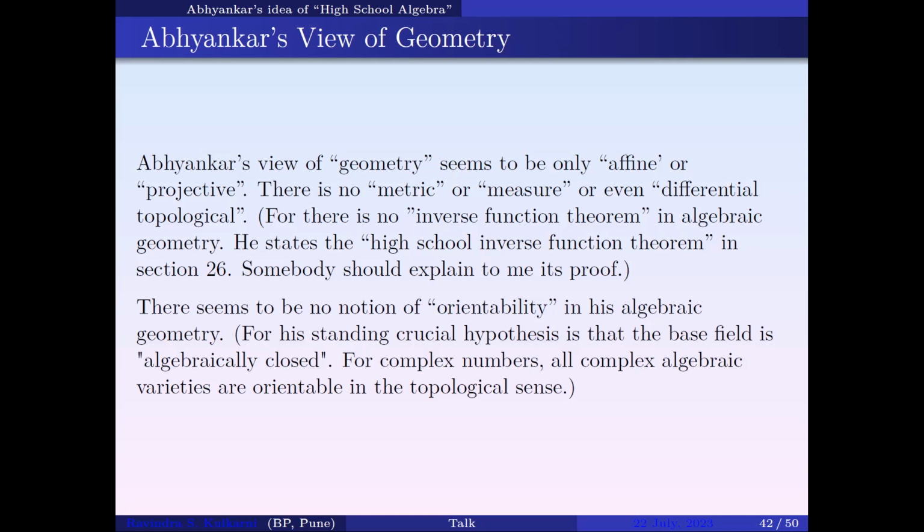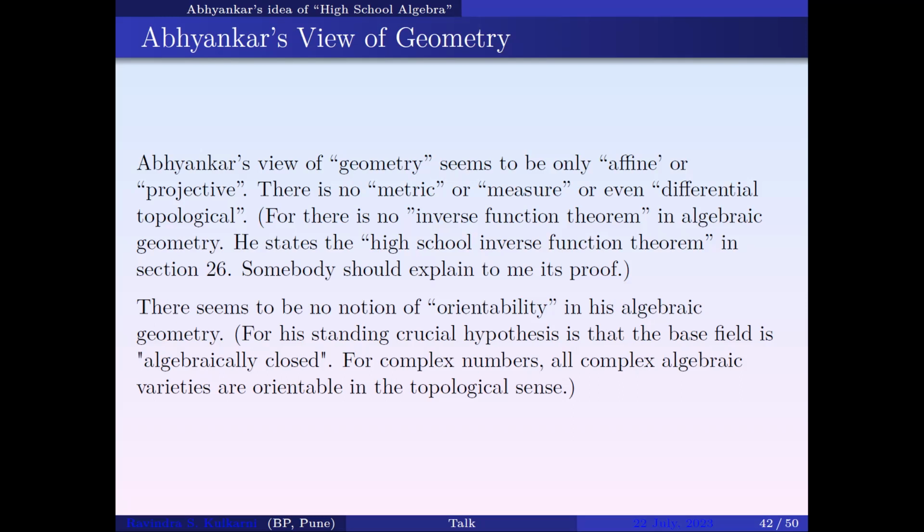There is no notion of orientability in his algebraic geometry. His standing crucial hypothesis is that the field is algebraically closed. And for complex numbers, it is algebraically closed. And everything is naturally oriented. So every complex projective algebraic variety or affine algebraic variety is orientable. So non-orientable manifolds don't exist here. A Mobius band doesn't exist. For him, a Mobius band is not a manifold. A real projective plane is not a manifold.